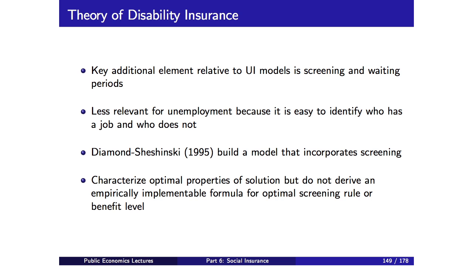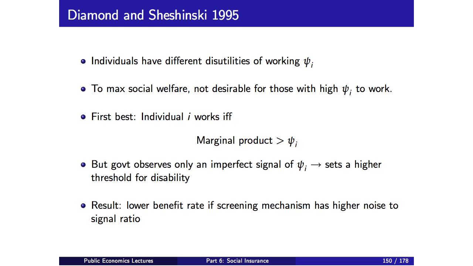And what they do is characterize the optimal properties of the solution. So it's kind of like the Mirrlees analog here, where they give you a bunch of first order conditions for the optimal solution, but they don't derive an empirically implementable formula for either the optimal screening rule or the benefit level. So you get some theoretical intuitions about what the policy should look like, but it's hard to say empirically what the optimal level of benefits is. And so this, I think, is a natural area to try to develop something where you can connect the type of empirical work that I'm going to show you to their model. I think nobody's done that yet.